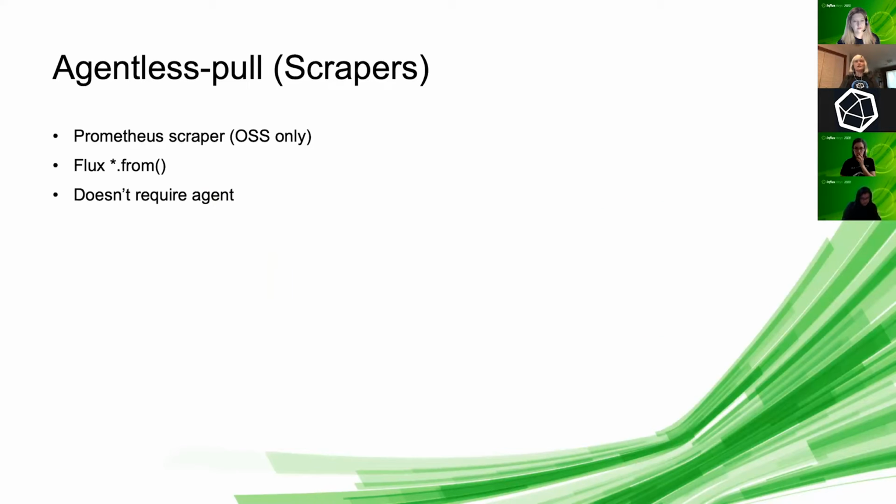So you can use, we have a Prometheus scraper, or there's a variety of .from methods in Flux today, and more of them will be coming in the future. And as I mentioned, this one doesn't require an agent. It runs directly within the InfluxDB environment, pulling the data in as needed.